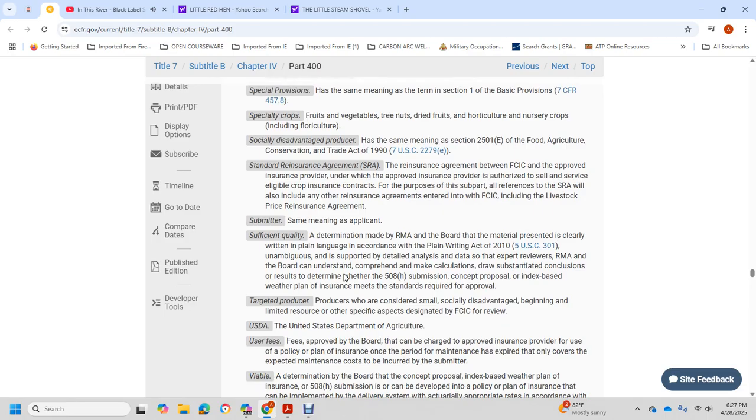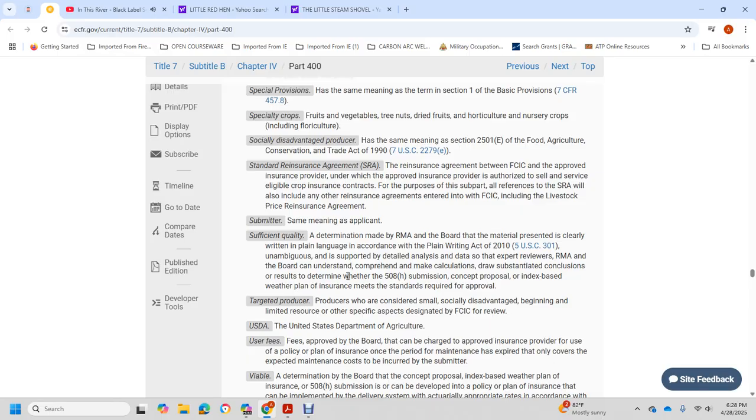The applicant must submit sufficient quality, with termination by the RMA and the board, with material that is clear and written in the plan language of the current Plan Writing Act. It must be unambiguous, with support and detail for the analyst and data export reviews, so that RMA and the board can understand and comprehend the calculation and the substantial conclusion result.